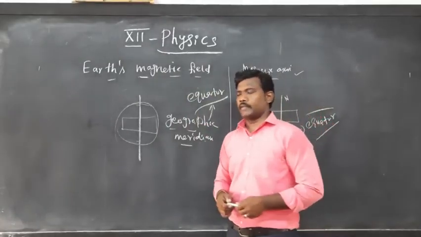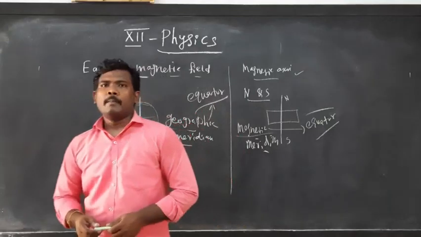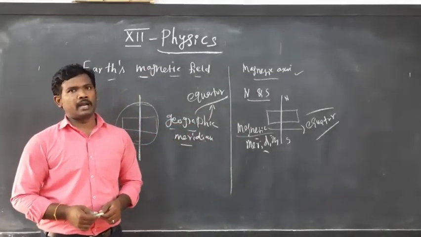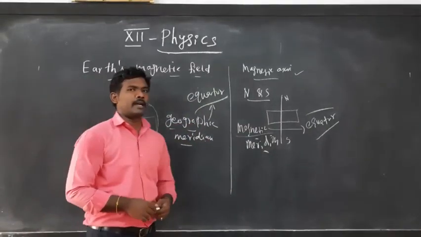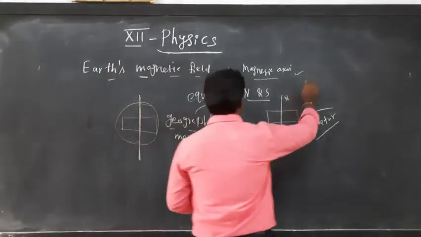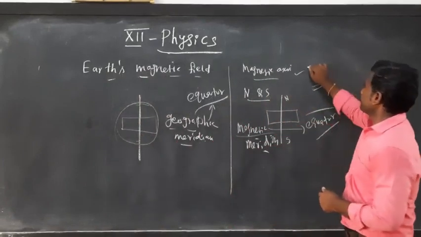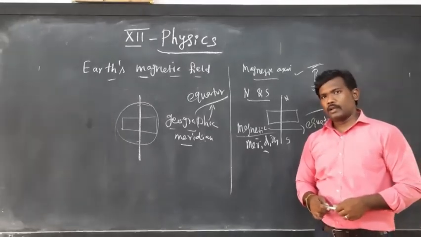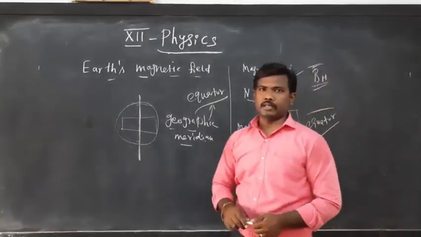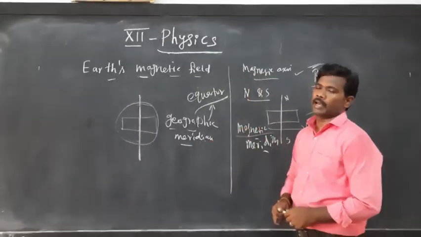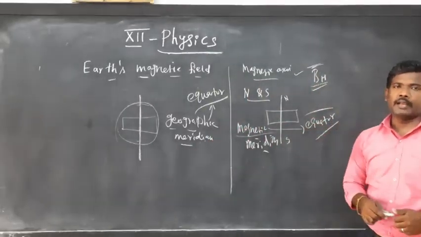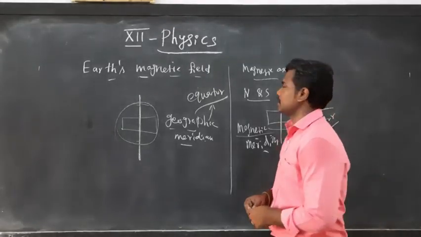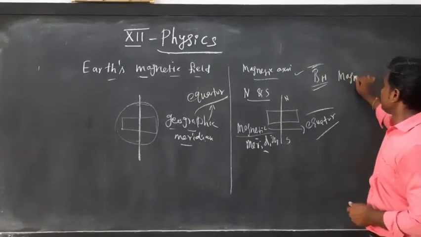Okay, and next we are going to see BH, the horizontal component of earth's magnetic field. The statement for the horizontal component of earth's magnetic field, BH: it is the component of the earth's magnetic field along the horizontal direction of the magnetic meridian.